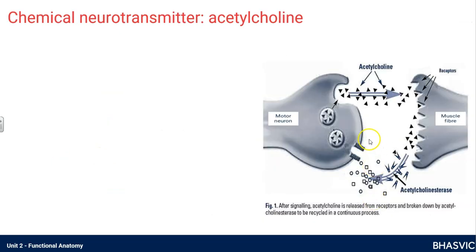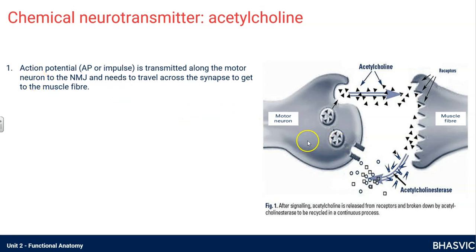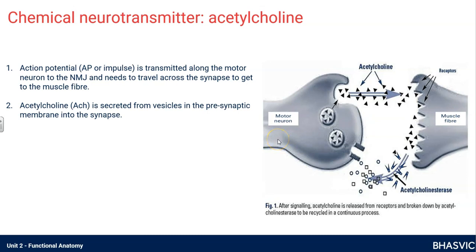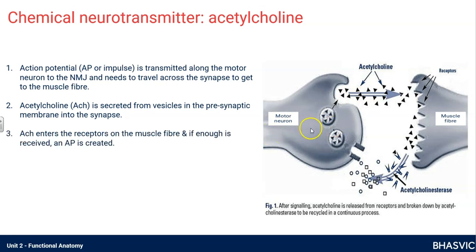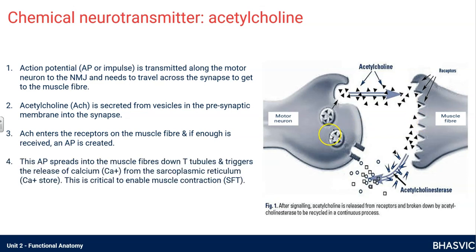So let's look at that in text form. So we've just got the same diagram but sideways here. Okay, so the motor neuron is all coming sideways. There's the ACH going across the synapse into the receptors of the muscle fibre. So here's text form. The action potential is transmitted along the motor neuron to the neuromuscular junction and needs to travel across the gap, the synapse, to get to the muscle fibre. ACH is secreted from the vesicles at the presynaptic membrane into the synapse. ACH enters the receptors on the other side of the synapse on the muscle fibre, and if enough is received, an action potential is created and the muscle fibre will contract.